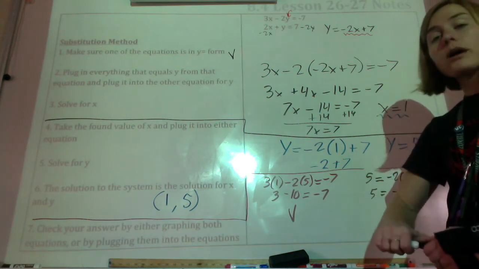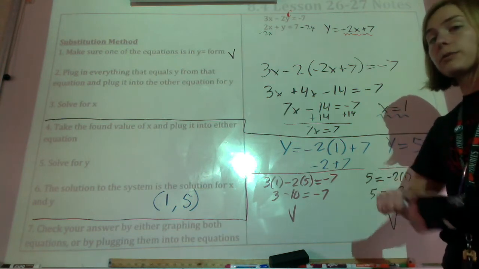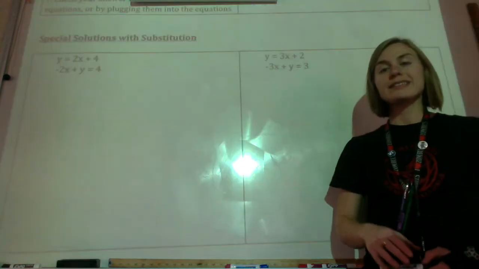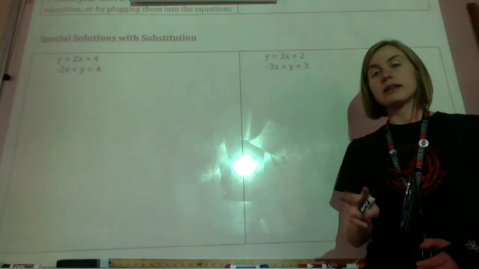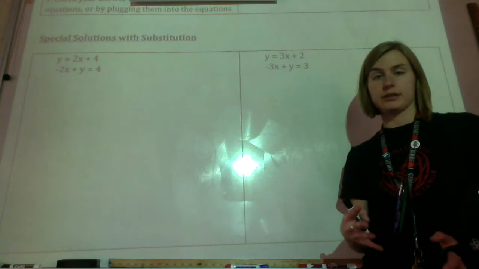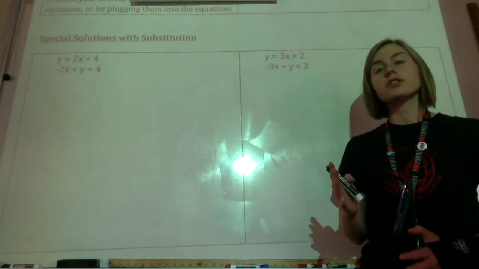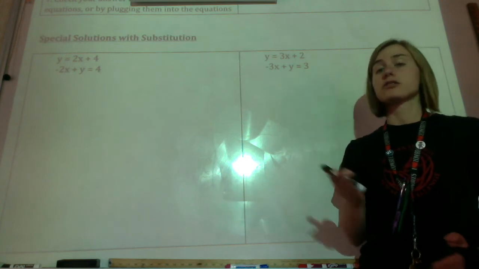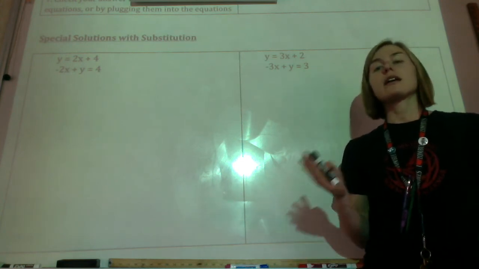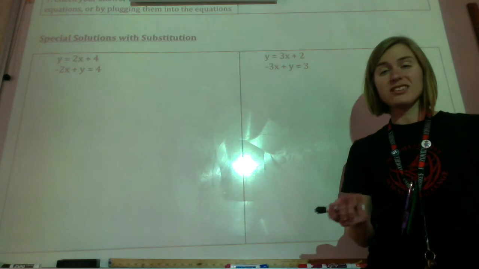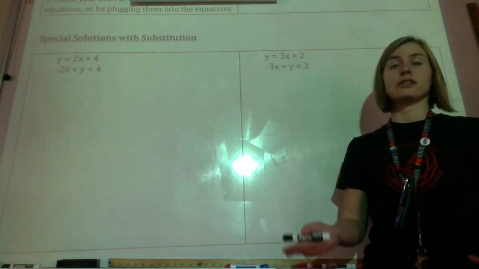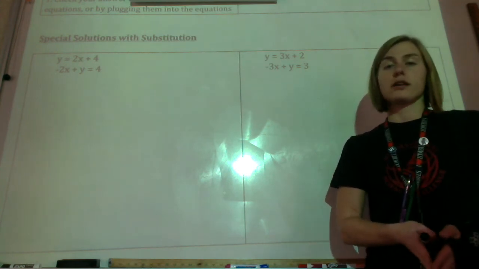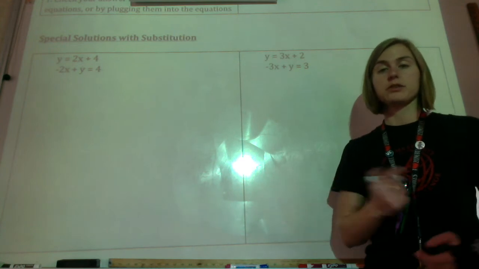Let's take a look at what our special solutions look like when we do substitution. We learned in the last lesson that there are 2 different kinds of special solutions to linear systems. You can either have no solution or infinite solutions. No solutions would mean that the lines are parallel, so they never cross. Infinite solutions means that the lines are actually the same line. The equations are equivalent. They're the same, so they, of course, cross everywhere. So that's why there are infinite solutions.